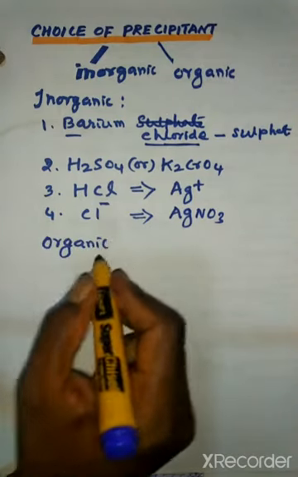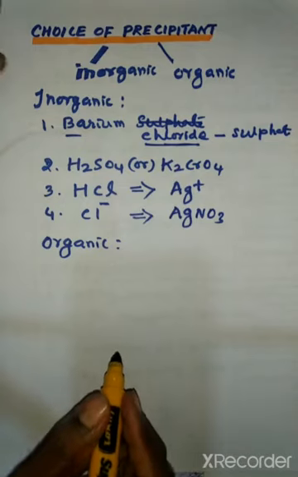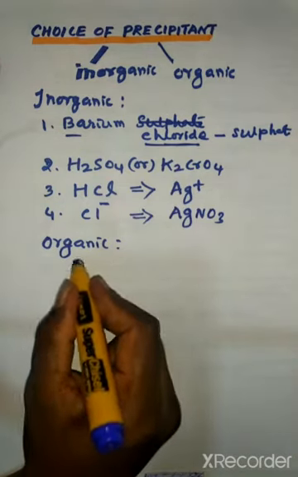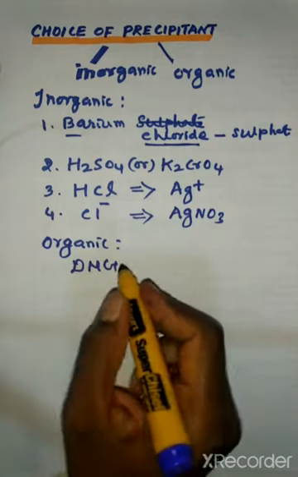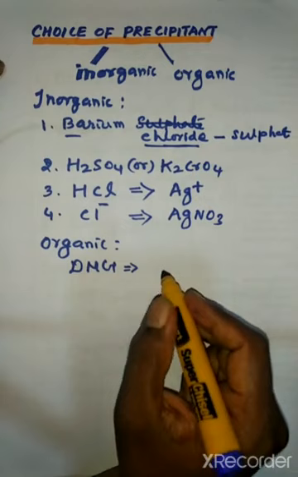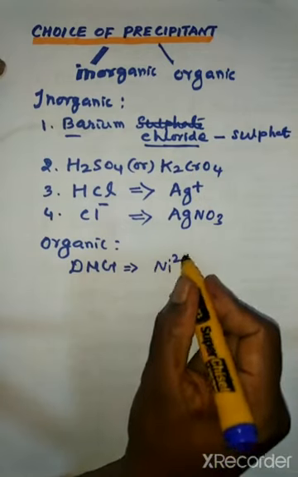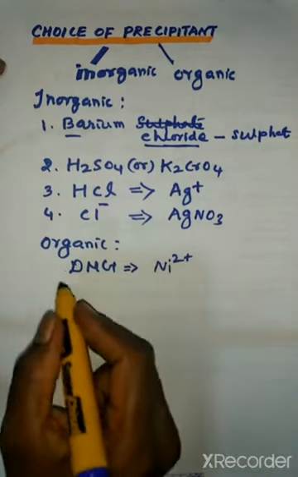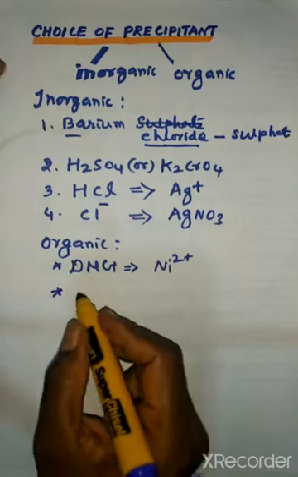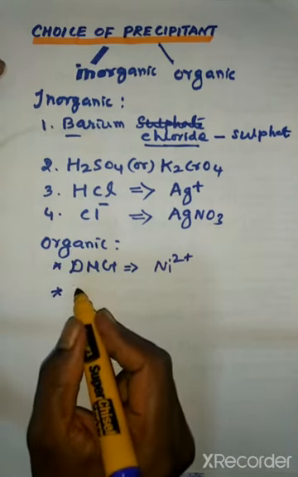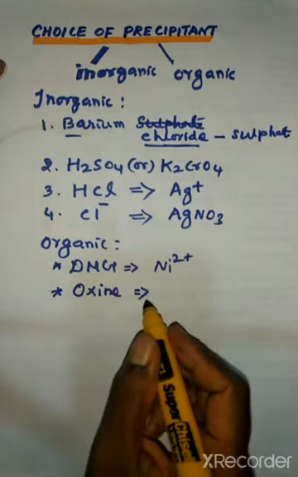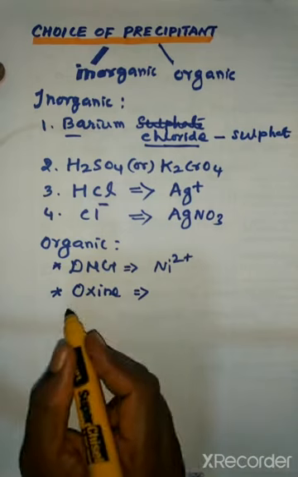If it is an organic precipitating agent, I will give some examples here. DMG, that is dimethylglyoxime, is used to estimate the nickel ion. Another example, oxine, which is also called 8-hydroxyquinoline.